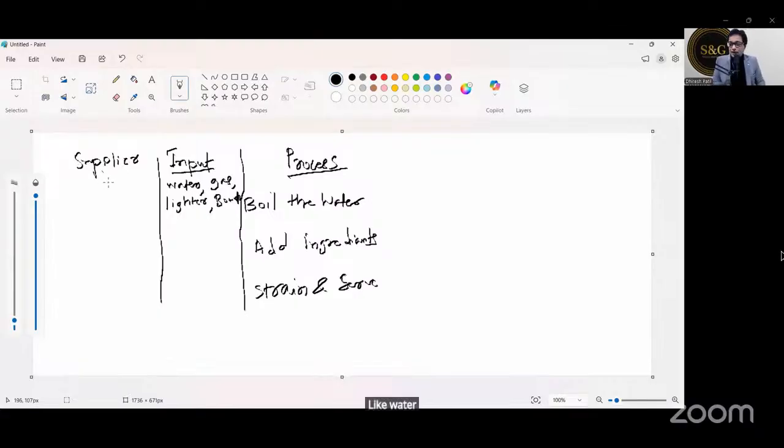Like water comes from, let's say, the municipal corporation. For example, let's say I stay in Mumbai, so BMC, the Brihan Mumbai Municipal Corporation. Then the gas comes from Mahanagar Gas. The lighter comes from a vendor. Again, the bowl also comes from the vendor. Okay. What is the output of this process? Boiled water.